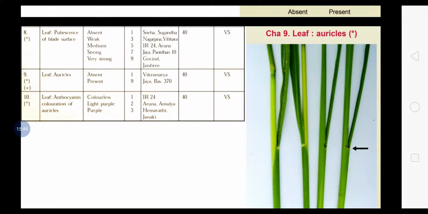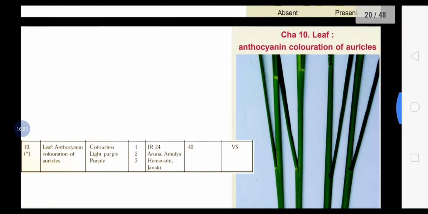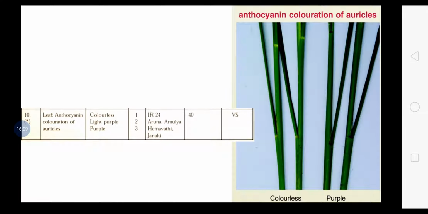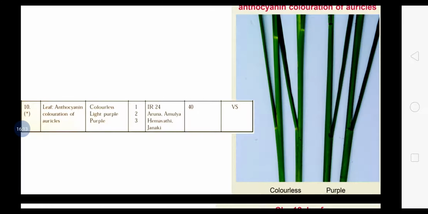Next character, 10th characteristic is leaf anthocyanin coloration of auricles. It is again classified as colorless, light purple and purple. For colorless example is IR24, light purple Aruna and Amulya. Purple is Hemavati and Janki. The 10th character, that is already I have discussed. Here it is given clearly the colorless and purple coloration of auricle.